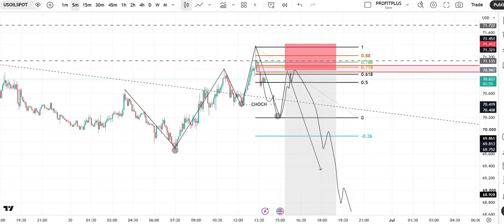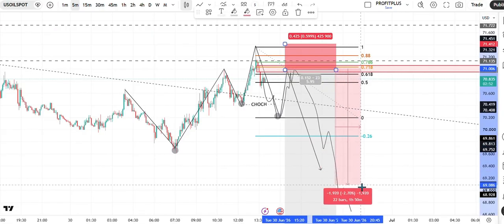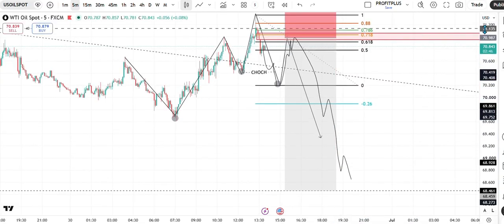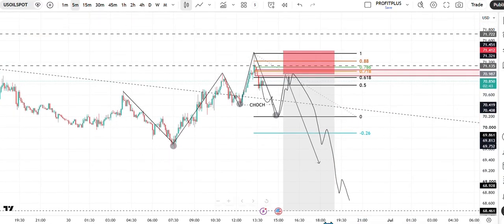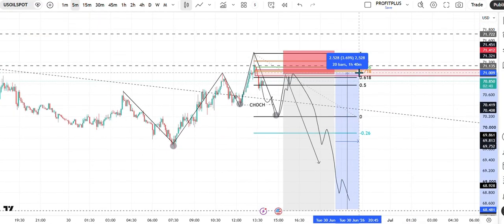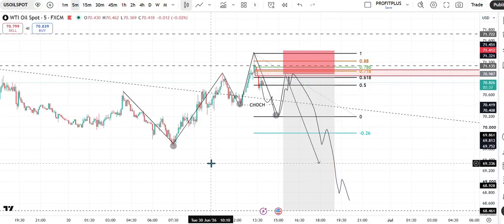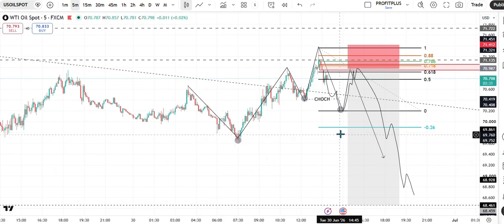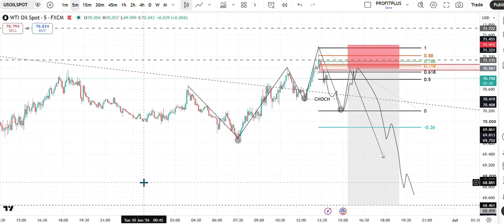Let's check how many pips this should give us from here all the way down. This is very huge, from here to this point, around 250 pips. 250 pips expected for this market to pull all the way down. Let's see how this plays out.